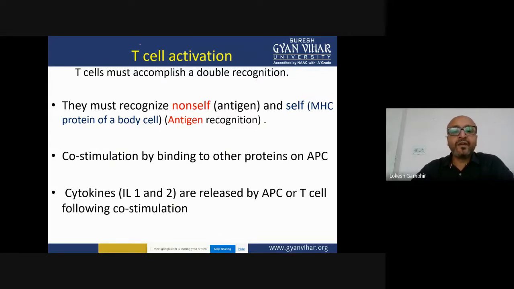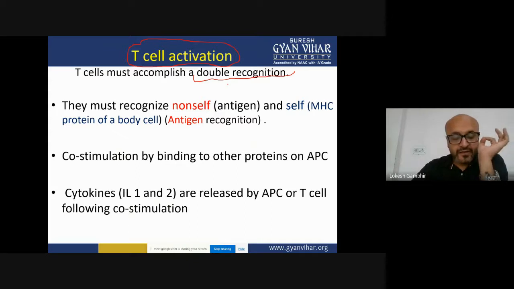Fine. Now, when we talk about T cell activation, we discussed B cell activation. There we studied that there are two signals that are required, first signal and then second signal. Similarly, here also the double recognition is required. Now, what do you mean by double recognition?